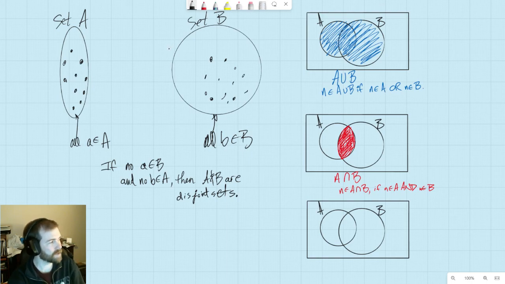This is all logic. So this is determining where something is based on the relationships it has to individual portions. So again, the union is just like an or statement, and the intersect is like an and statement. I mean, we use those exact words in these larger statements.